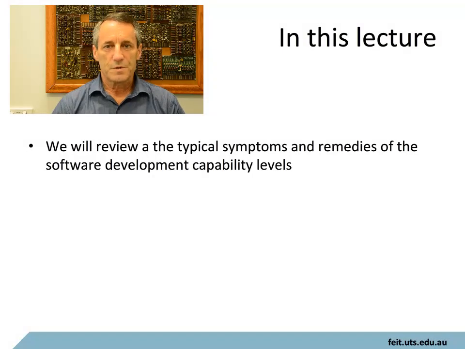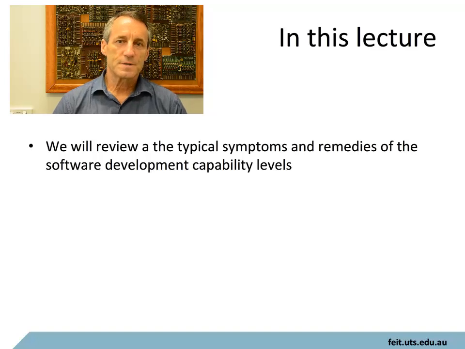Let's have a look at process capability levels, their symptoms and their remedies. The whole idea is that you should be able to tell in some ways if you're at level 1, for example, what it's going to look like and what you should do about it.